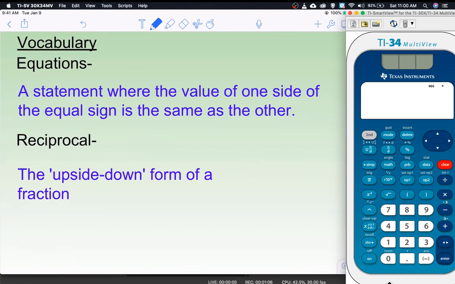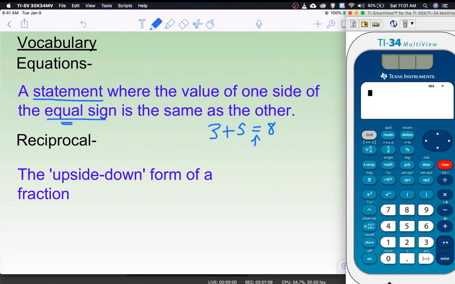There are two vocabulary words here for this lesson. The first one is just equation. We should probably figure out what this thing is. So an equation is a mathematical statement where the value of one side of the equal sign is the same as the other. The two sides are equal. So 3 plus 5 equals 8 is an equation because both sides of the equal sign have the same value.